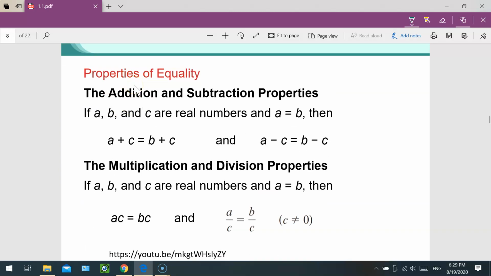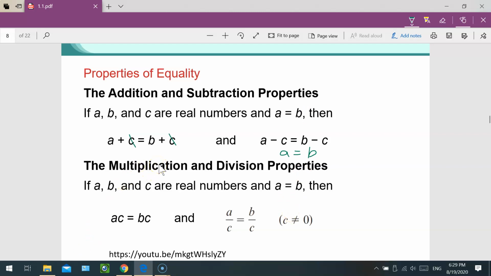The next one, we are going to talk about the properties of equality. When you have the addition property and the subtraction property, A plus C equals B plus C. Now C and C here, I can cross out, right? I can cross out the C and C here. So then it tells me A equals B. Same thing here. A minus C equals B minus C. This property tells me A equals B.